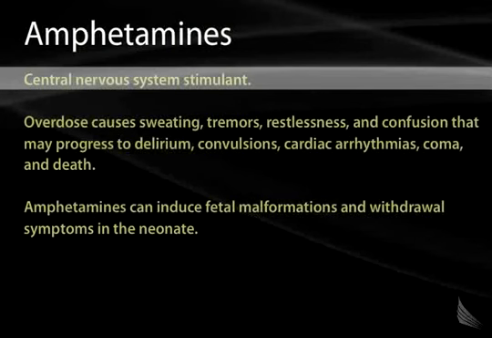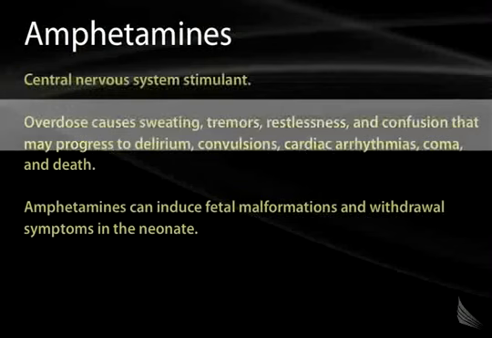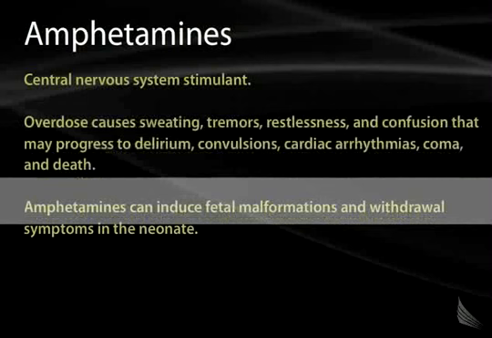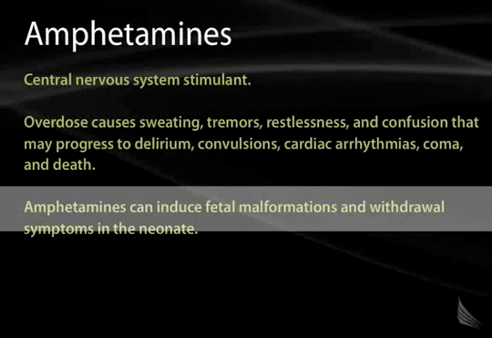Amphetamines serve as central nervous system stimulants. Overdose with amphetamines can cause the sort of effects one might expect from stimulation of the central nervous system. This includes sweating, tremors, restlessness, and confusion that can progress to delirium, convulsions, cardiac arrhythmias, and death. Amphetamines can also induce fetal malformations, and are one of the drugs that can lead to withdrawal symptoms within the neonate.